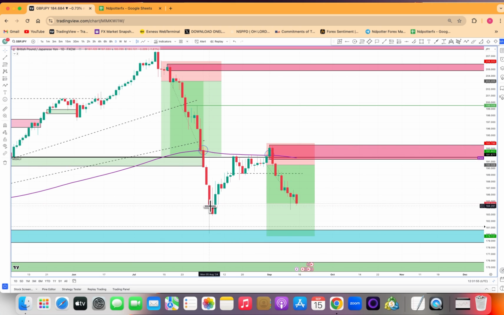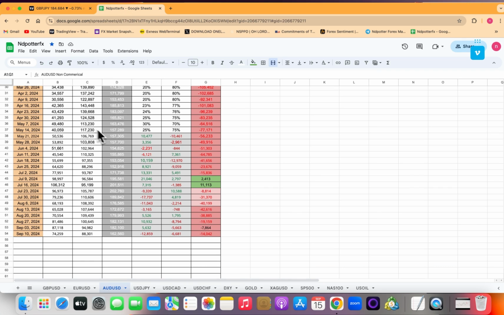You can call this a demand zone like so, which is the reason why I took my profit. So there is a possibility for this market to reverse from here. So that's why I closed off my position. And let's look at the data here.